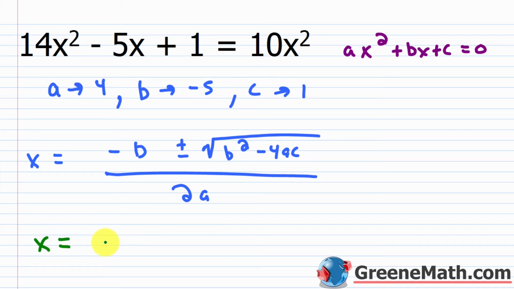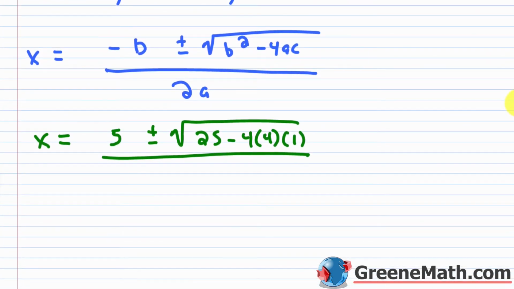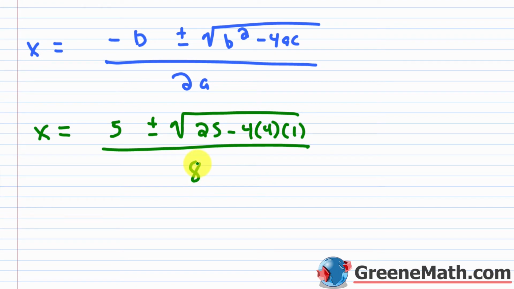So x equals, you've got negative b. b is negative 5, so the negative of negative 5 is 5. Then plus or minus the square root of b squared. Negative 5 squared is 25. Then minus 4 times, for a we have 4, and then for c we have 1. Then this is over 2 times a, which is 4 in this case, so 2 times 4 would give me 8. So now I just simplify this and I have my answers. So x equals 5 plus or minus the square root of 25 minus, basically 4 times 4 times 1 is 16. So 25 minus 16 is 9.